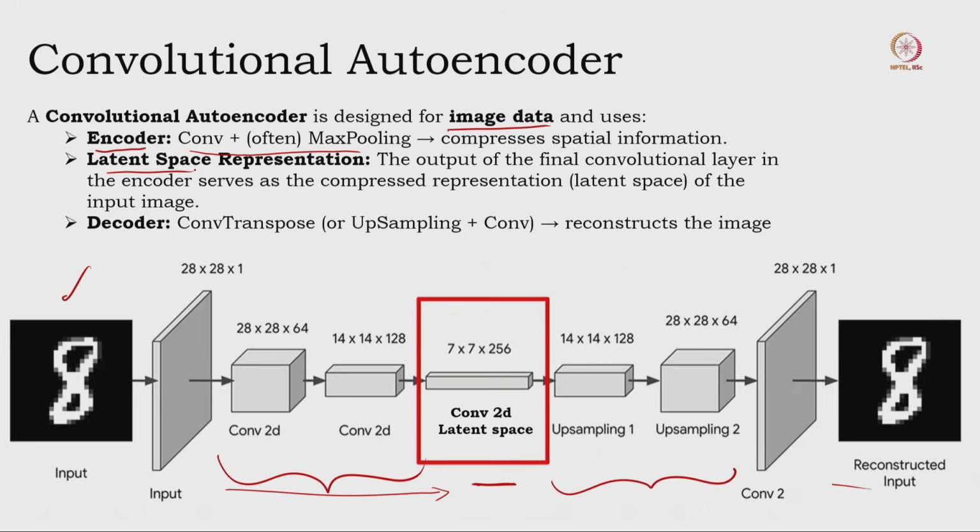In our CNN, the output of the last layer, which can be either a convolutional layer or pooling, we were converting into a flatten. Here we are nowhere using any flatten layer. The output of the last convolutional layer, which will be in the form of feature maps, we will still keep in the form of feature maps. That is the latent space representation. So, the output of the final convolutional layer in the encoder serves as a compressed representation, which is the latent space.